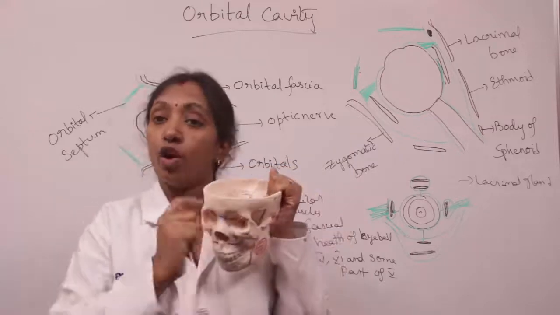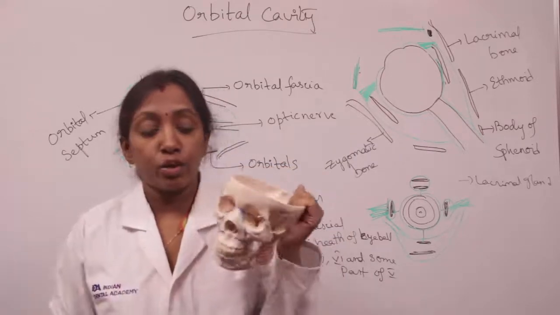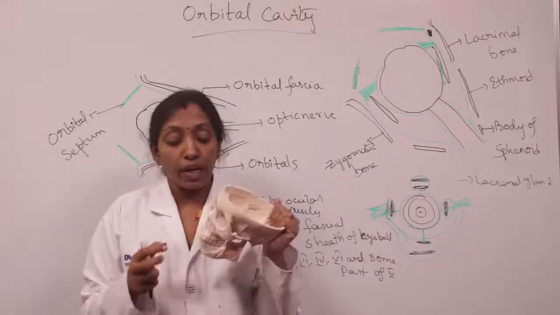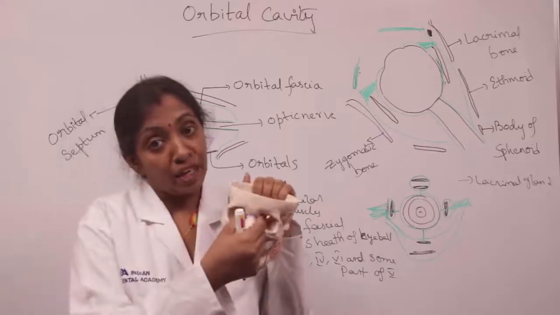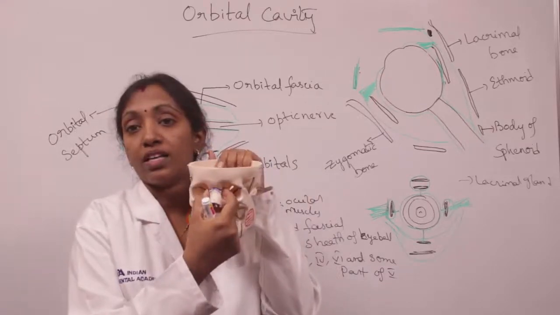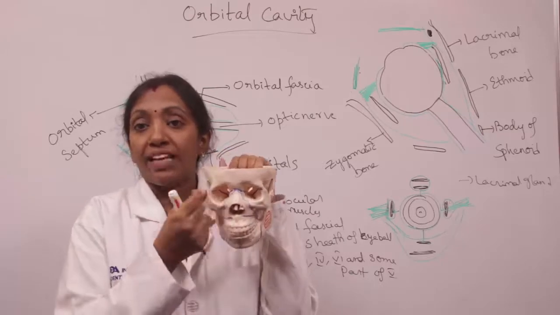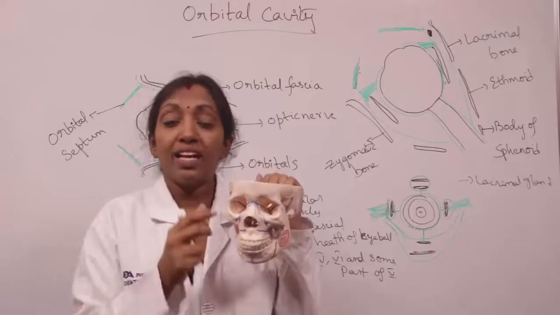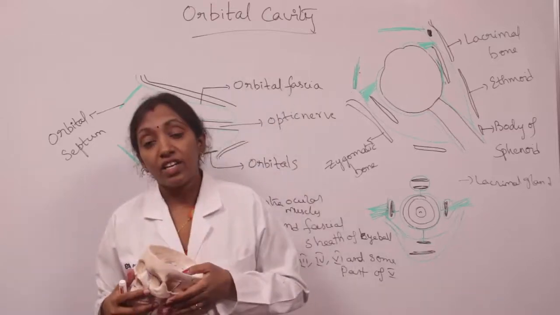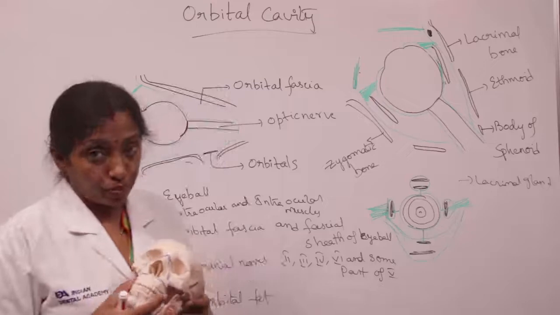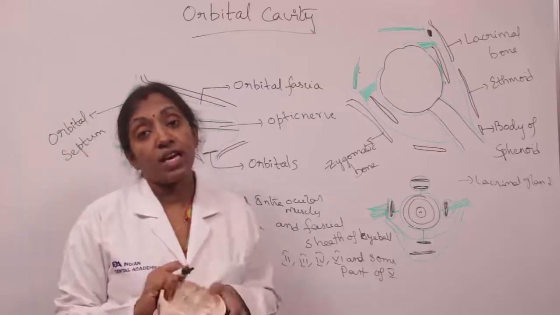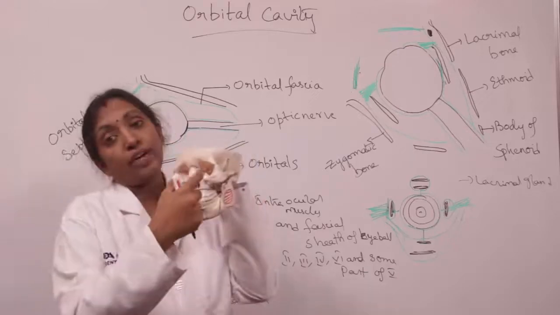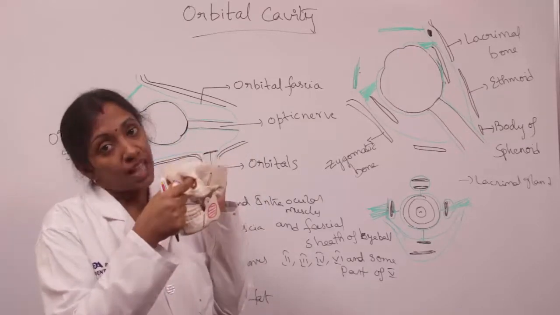The medial walls of the orbit are parallel to each other, whereas the lateral walls are set at right angles to each other. These are the medial walls, and the lateral walls are here. The medial walls are parallel, whereas the lateral walls are set at right angles. So in the orbit we have the eyeball, which it lodges.